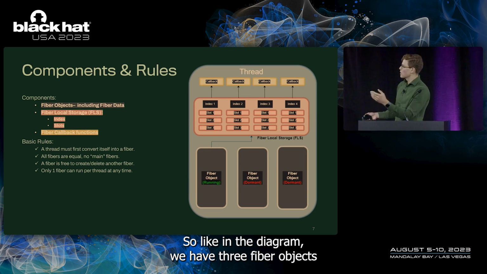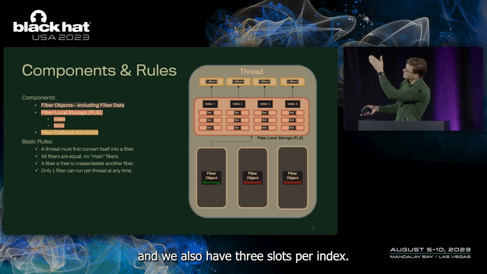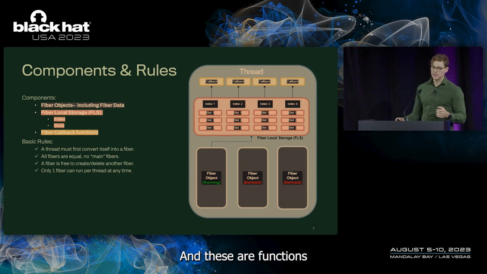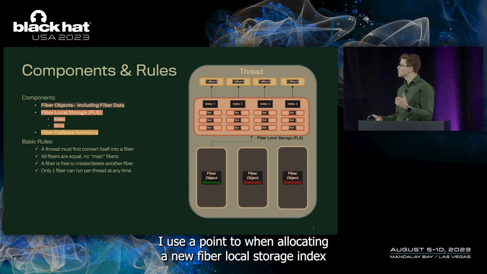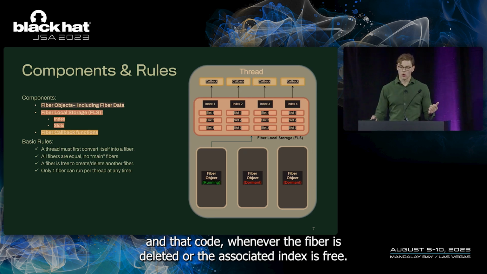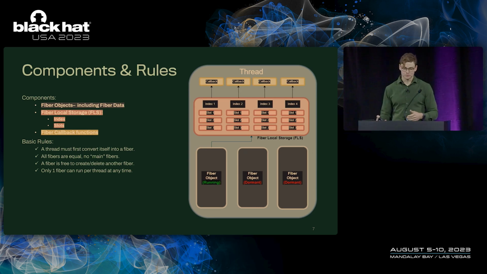So like on the diagram, we have 3 fiber objects, and we also have 3 slots per index. And then finally, we have fiber callback functions, highlighted in yellow. And these are functions a user can point to when allocating a new fiber local storage index. And they're called whenever the fiber is deleted or the associated index is freed.